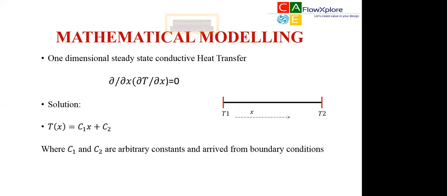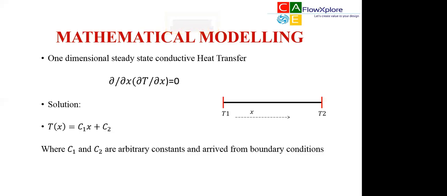Now the same physics is converted into a mathematical differential form, something like del square T upon del x square, which I've split into del by del x of del T by del x equal to 0. So this has a meaning. This differential equation represents one-dimensional steady state conductive heat transfer where a bar is kept at different temperatures, and I want to understand the temperature distribution all along the bar.